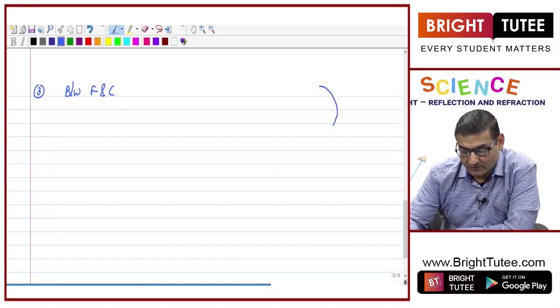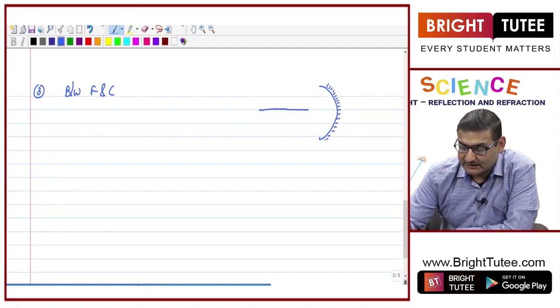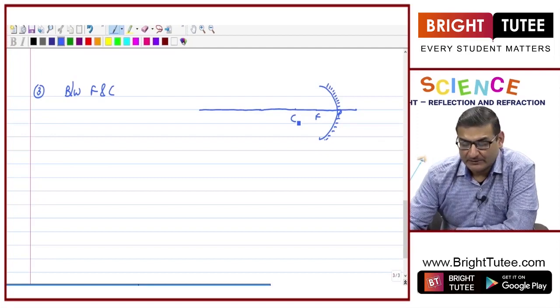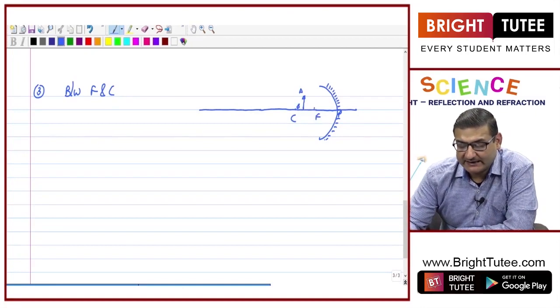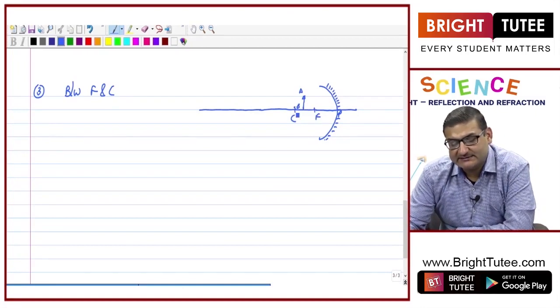Now, this was our concave mirror. This is a principal axis going. This was the pole, this was the focus, this was the center of curvature. Now, where are we placing the object? This is the object AB, we are placing it anywhere between F and C.